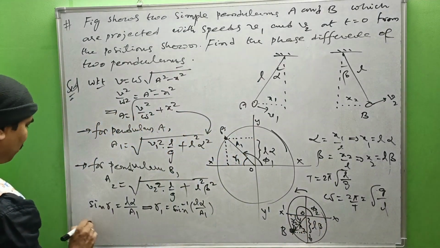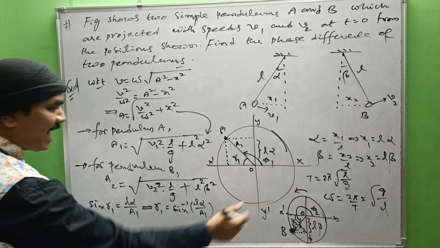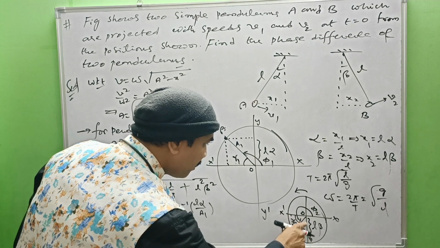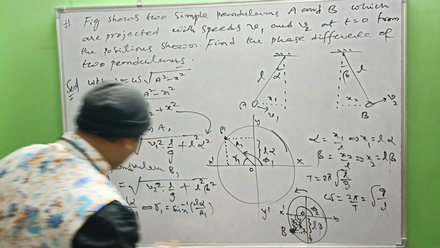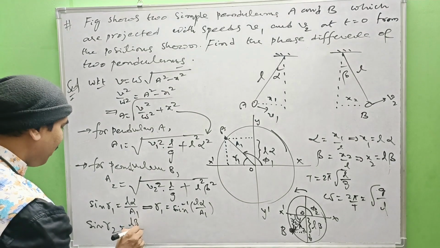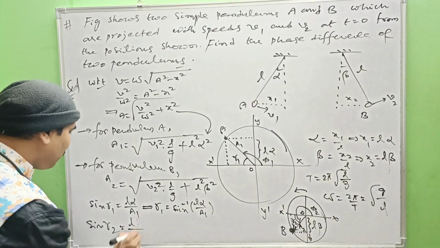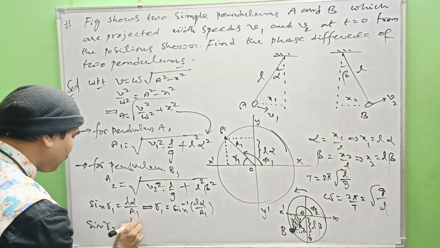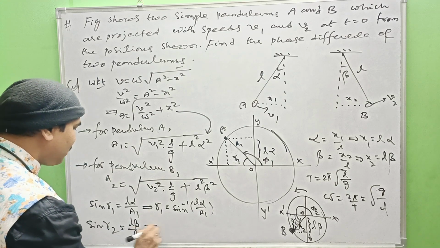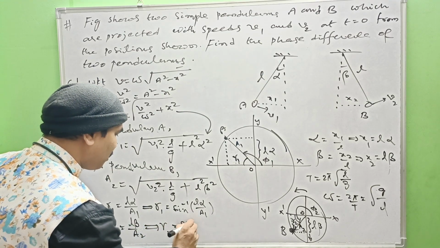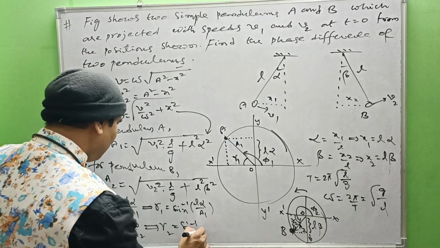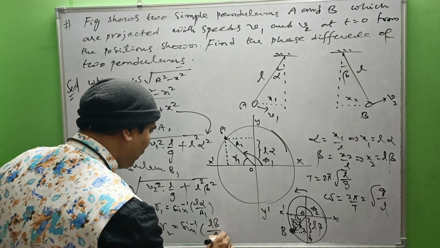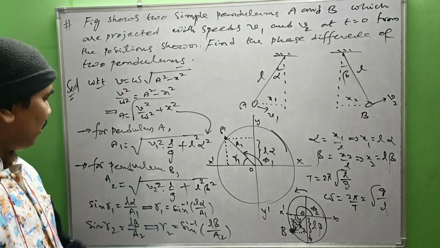So sin gamma 2 is opposite side by hypotenuse, opposite in the sense L beta, that is L beta by hypotenuse, which here is A2. This implies gamma 2 equals sin inverse L beta by A2. So we can substitute A1 and A2 also here.